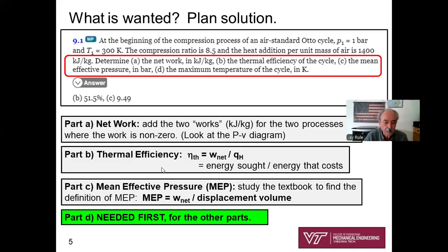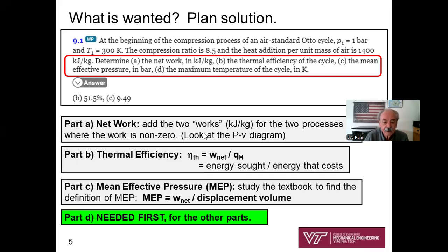Let's plan our solution. Part A, the net work. I hope you've got a picture in your head of the PV diagram. You say there was a couple of situations where either work is done or work is needed. We'll add those two up to get the net work, W net.